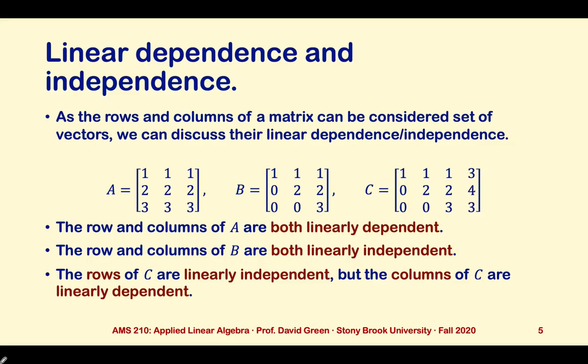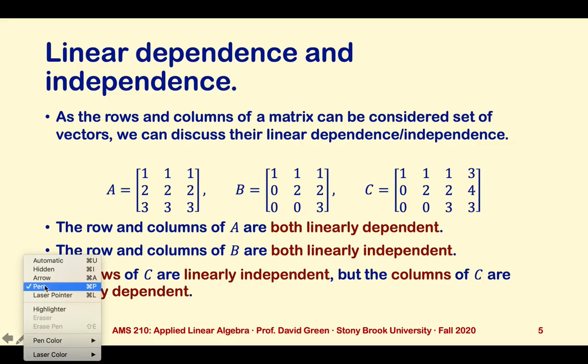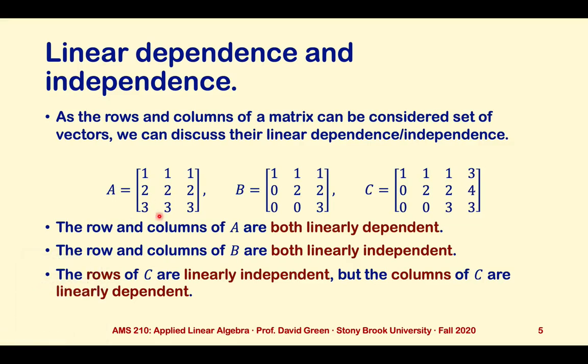If we look at these three examples here, in matrix A, row 2 is 2 times row 1, and row 3 is 3 times row 1. So clearly the rows are linearly dependent, and the columns are all the same, so the columns are also linearly dependent.